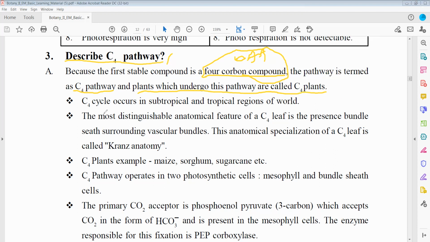Generally this C4 cycle occurs in subtropical and tropical regions of the world.